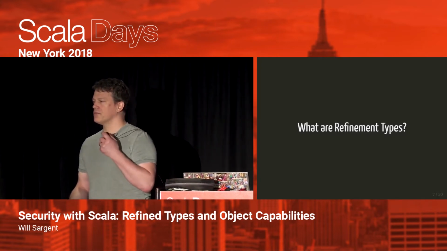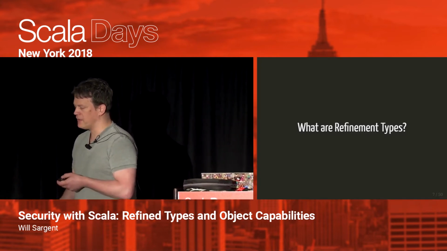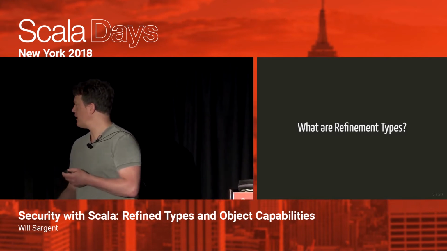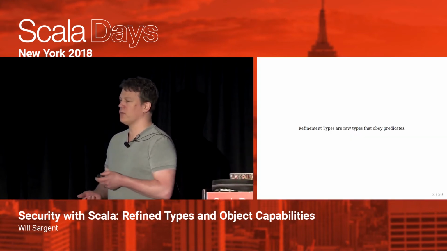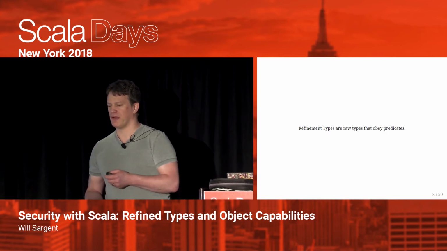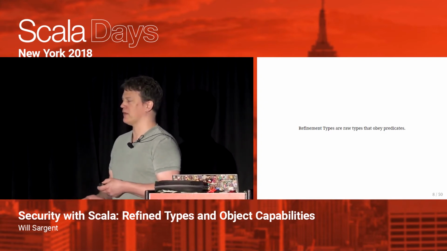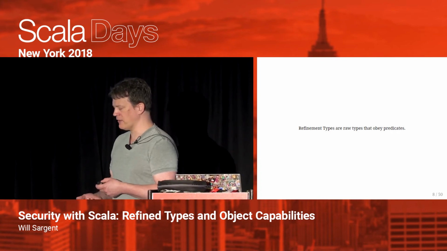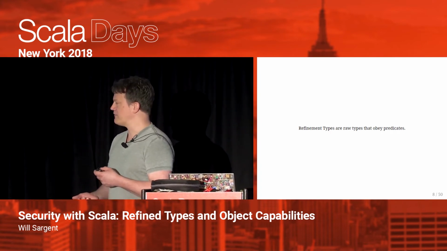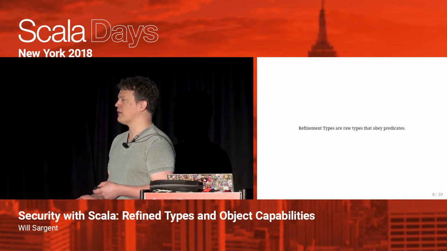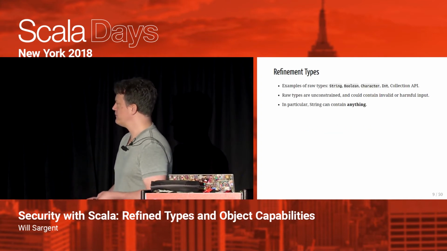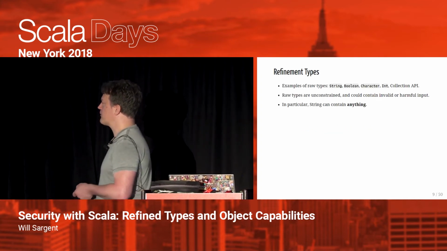So starting off with refinement types. What are refinement types? Well, they are literally raw types that obey a predicate. That is, they will obey rules. You know that when you're looking at something that's a refinement type, it already jumped through the appropriate hoops. So you've got examples of raw types here.